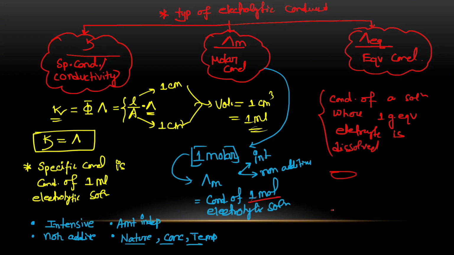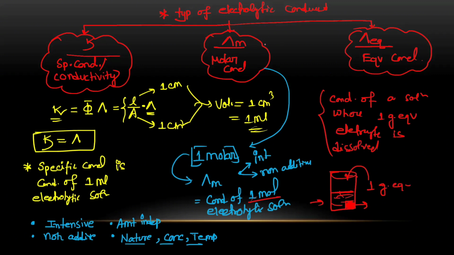Now suppose I have prepared a solution. In this particular volume, I have added 1 mole electrolyte. Then the conductance of this solution will be called molar conductance. But if I have added 1 gram equivalent electrolyte, then the conductance will be called equivalent conductance. And from this solution, if I take a 1 mL portion of it, then the conductance of this 1 mL portion will be called specific conductance or conductivity. I hope it's clear to you.